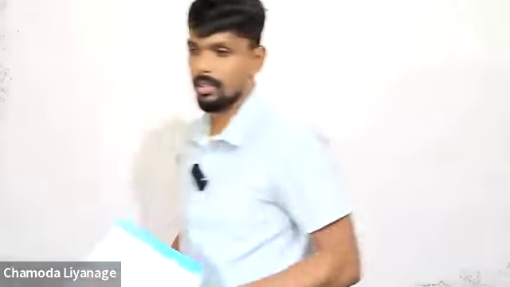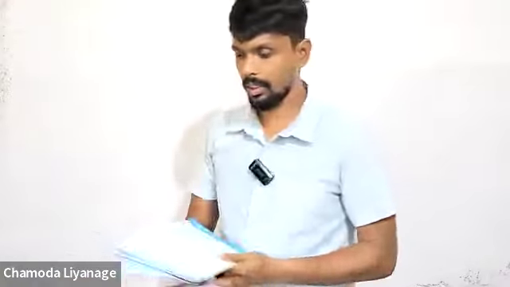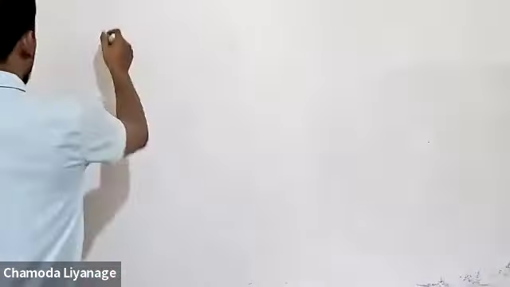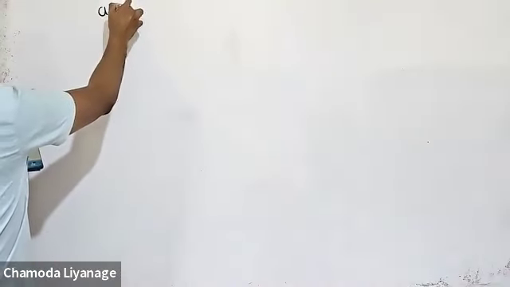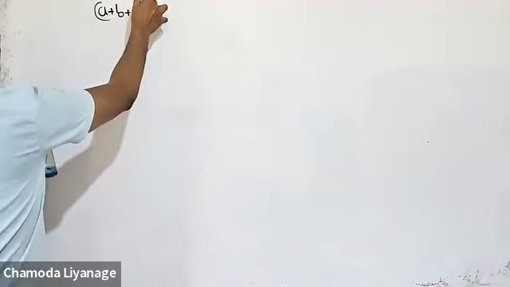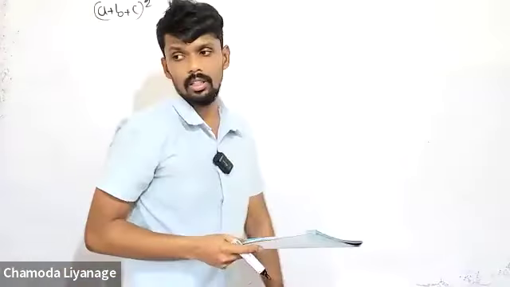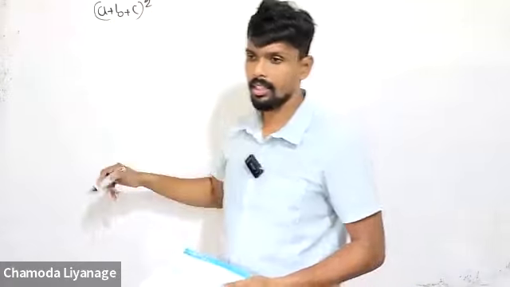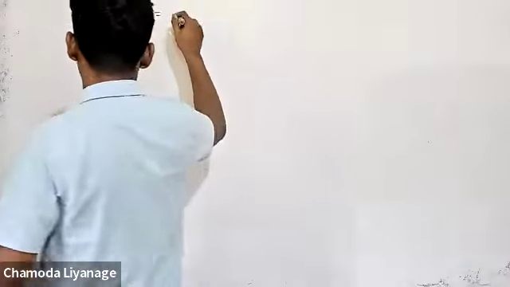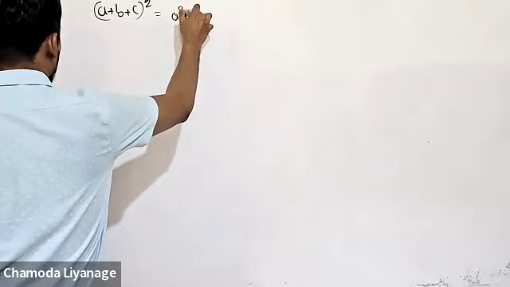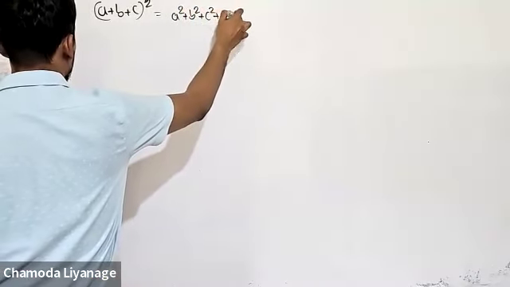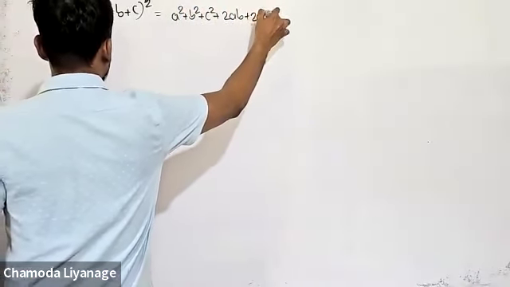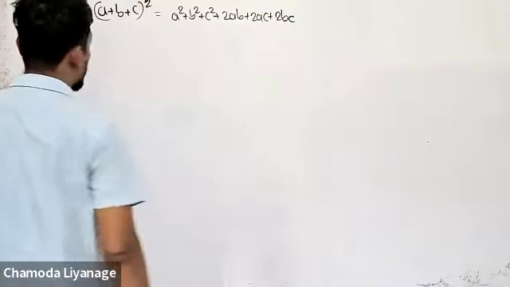Right. Okay, so let's start. Yesterday we did the expansion of a plus b plus c squared, the expansion of the square of three terms. What is the expansion? a squared plus b squared plus c squared, 2ab, 2ac plus 2bc.